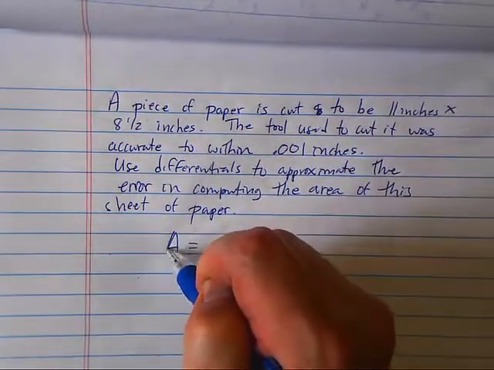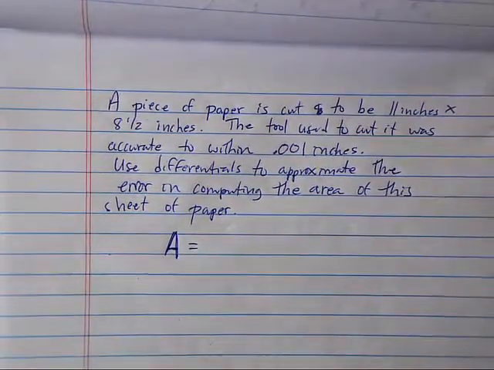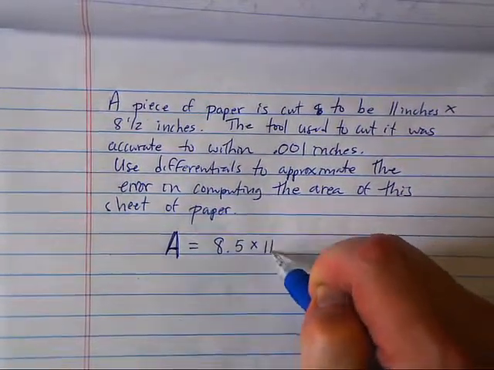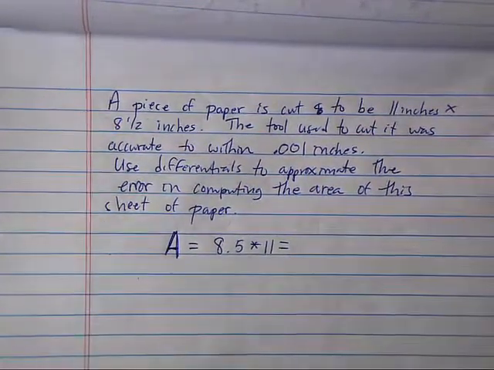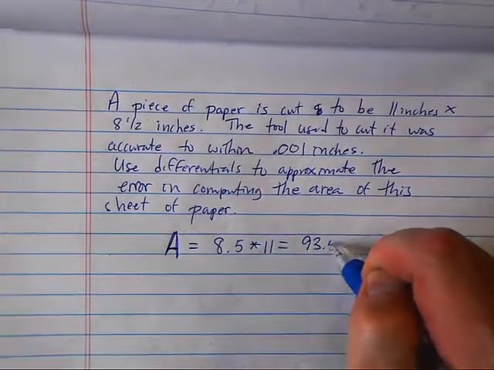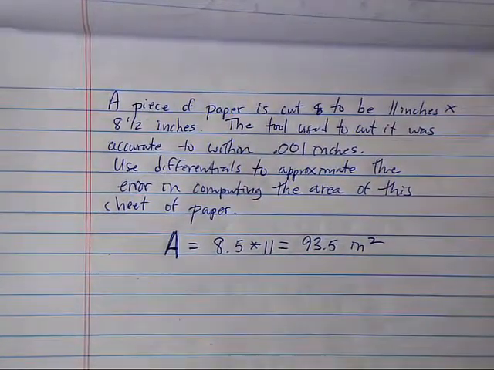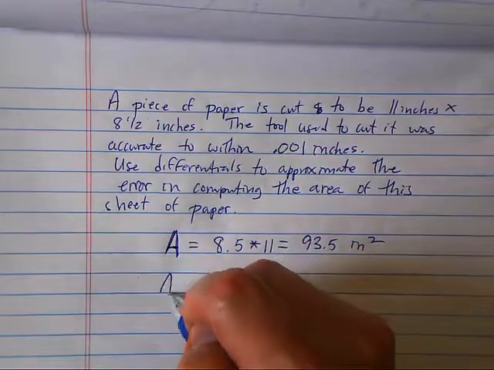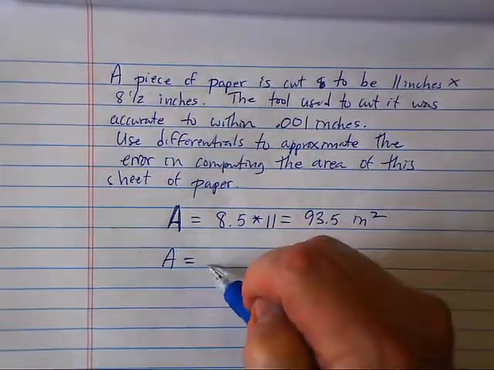What should the area of this sheet of paper be? If the instrument cut it exactly correctly, what should the area be? 8.5 by 11. So the area should be 93.5 square inches. So the area is probably very, very close to 93.5 square inches. The question is, how far off could it possibly be? So how do you find area? Length times width.